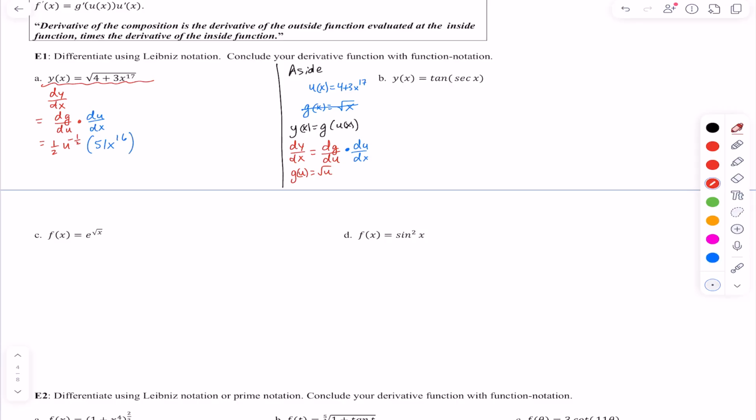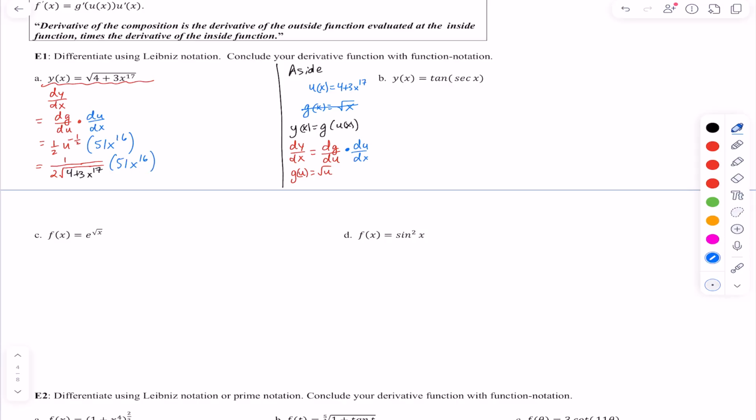Now this is almost done. We need the derivative of the outside function evaluated at the inside function. So the inside function was 4 plus 3x to the 17th power, times the derivative of the inside function, which we have, 51x to the 16th.